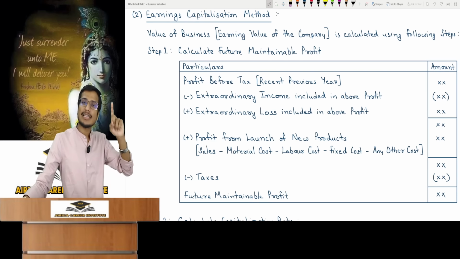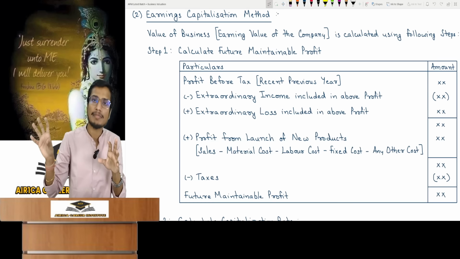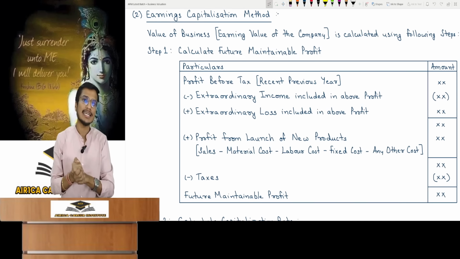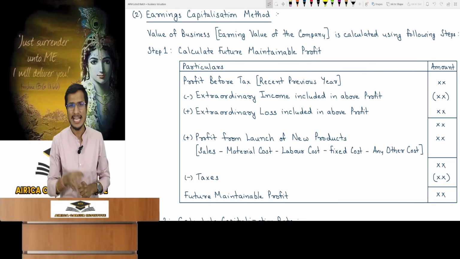So there is a mistake here and we will identify that mistake. But if asked in the exam, we will call it the value of the business. We will treat it as the value of the business. But in practical life, this method's value is the value of equity. Let's see how to find this value.